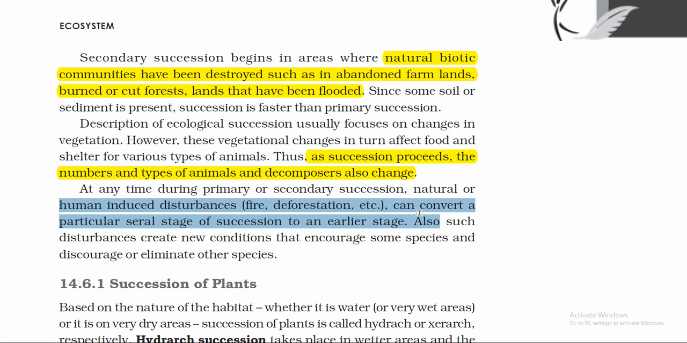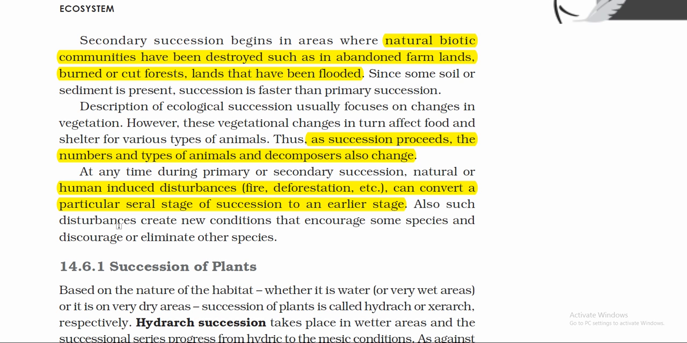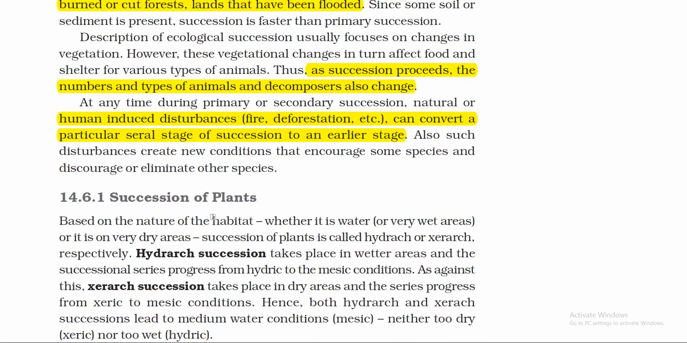Human-induced disturbances can convert a serial stage of succession to an earlier stage. Also, such disturbances create new conditions that encourage some species and discourage or eliminate other species.